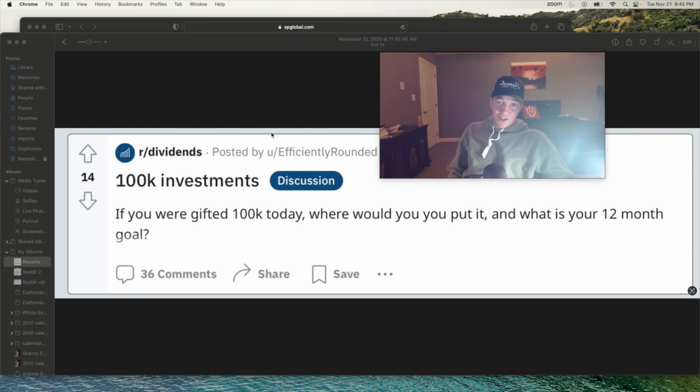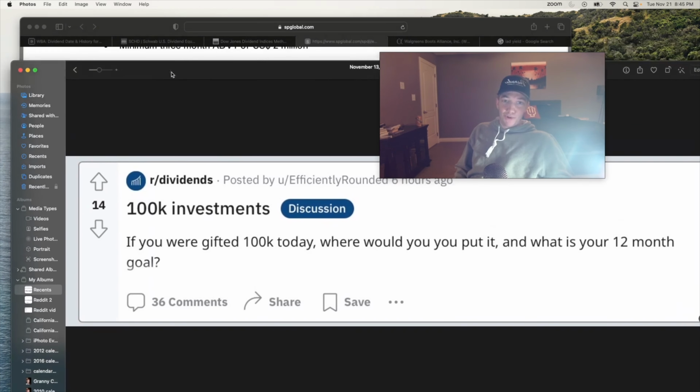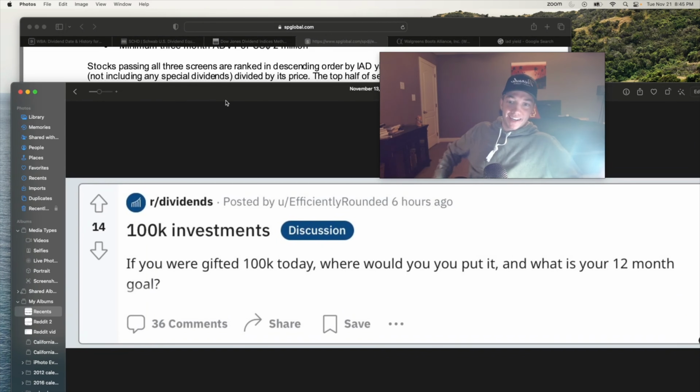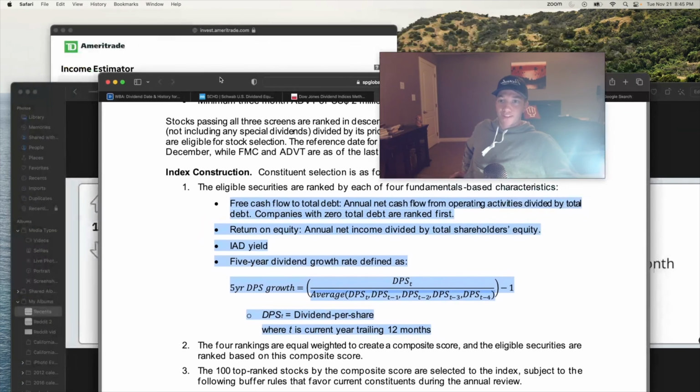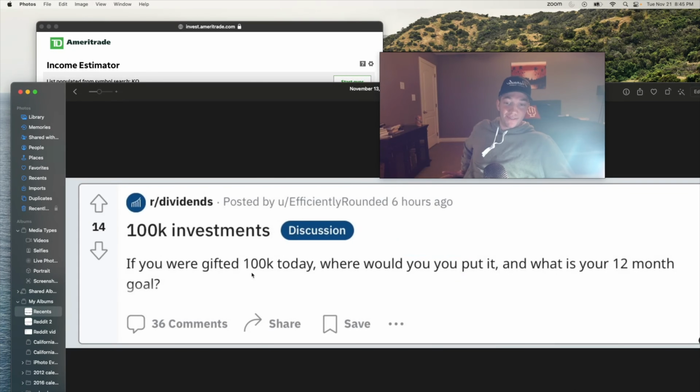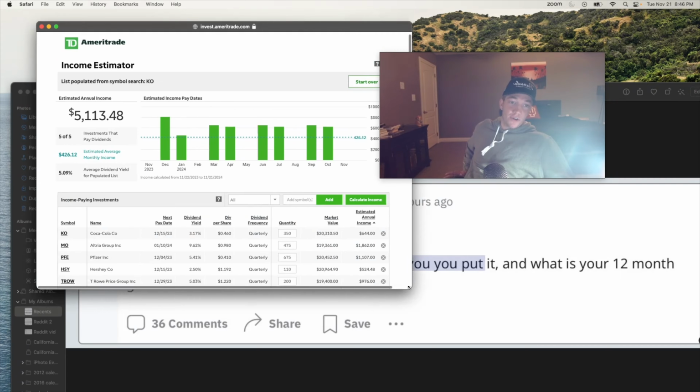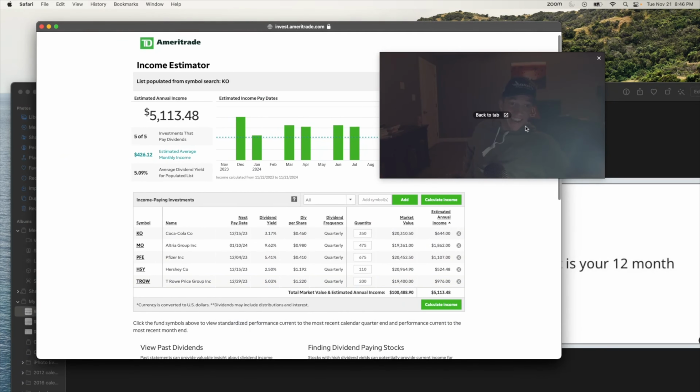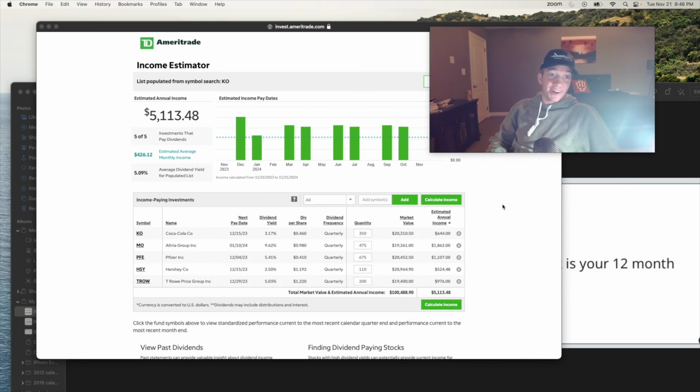I thought this was interesting. I'll go through a quick 100K portfolio example. So the question was, if you were gifted 100K today, where would you put it, and what is your 12-month goal? So, just for fun, in a very quick manner, I constructed a $100,000 portfolio.